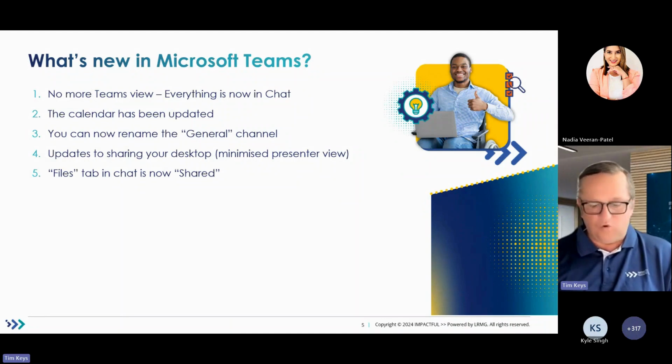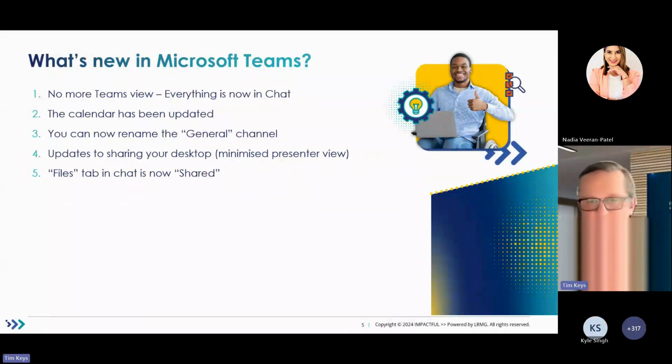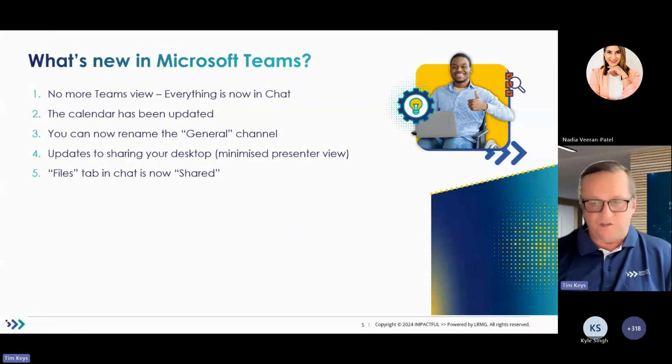So I'm going to show you something called Loop today. Loop components are templates for things like minutes of meetings and task lists. Anything you share, so Loop components, Word, Excel, PowerPoint, documents, anything like that, will be stored in a tab called Shared. So it won't say Files anymore. The new name for the tab is going to be Shared. So I'm going to show you all of this today.